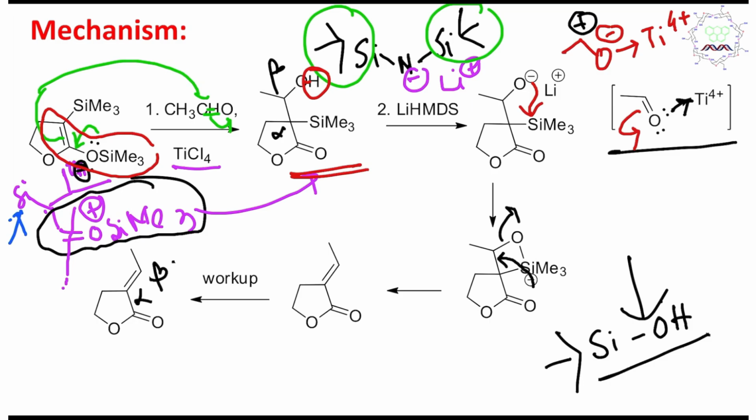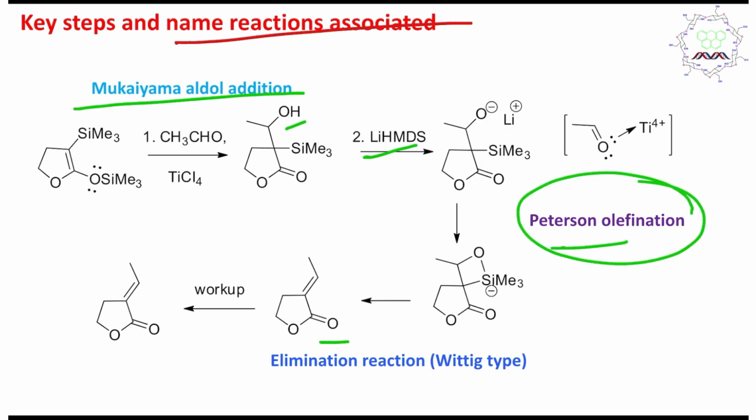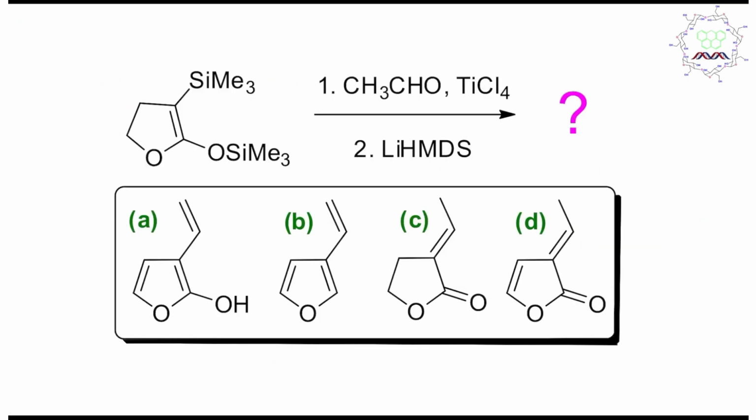So what are the key steps and the named reactions associated with it? First step is the Mukaiyama aldol addition reaction and the chemistry of enolate. I have already discussed this enolate in many videos. Second is the acid-base reaction between this lithium HMDS and OH. Third step is Peterson olefination to get the alkene, and finally this Wittig-type elimination, which obviously belongs to the Peterson olefination reaction, ultimately produces alpha beta unsaturated carbonyl. So alpha beta unsaturated carbonyl derivative.